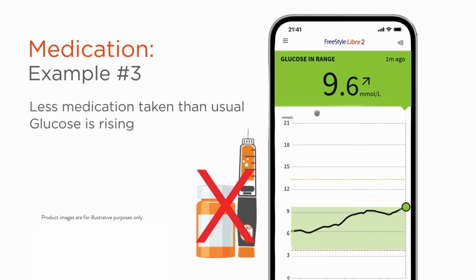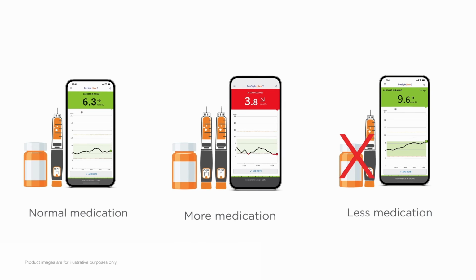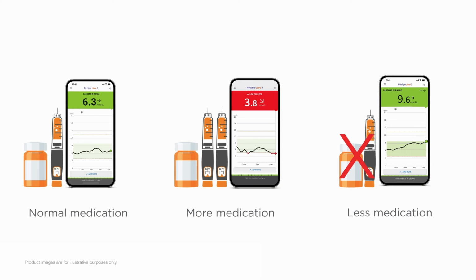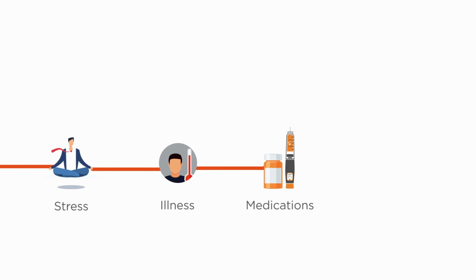On a different day, you forgot to take your medication. You scan or view and your glucose is rising. See how taking the right amount, too much, or not enough medication can change your glucose? Did you know stress, illness, and certain medications can raise your glucose readings, while alcohol can lower them?